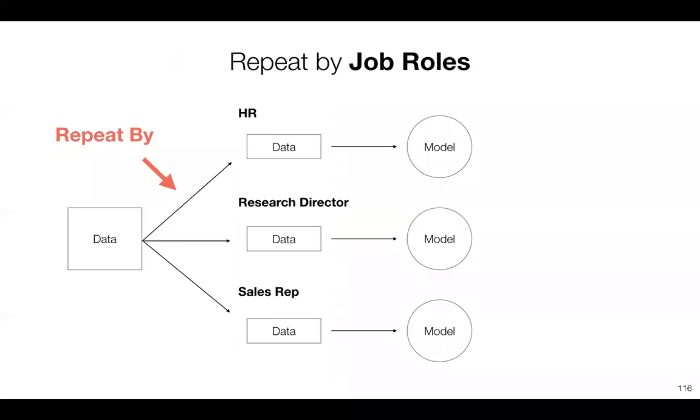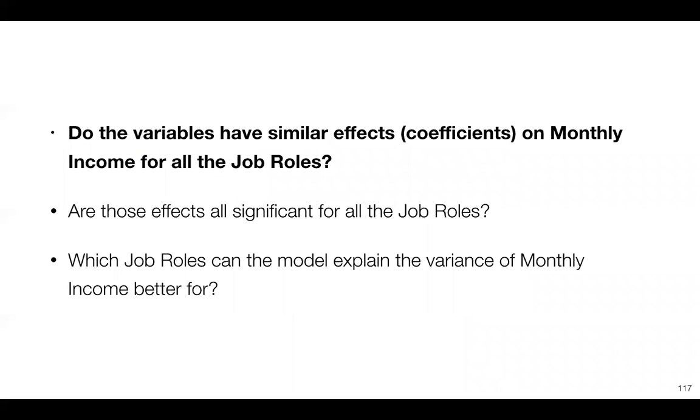And then given each data, it builds the model. So we end up with as many models as the unique values of the variable. In this case, job role has 9 categories. That means you're going to end up having 9 models being built behind the scenes. Then we can start answering these questions.